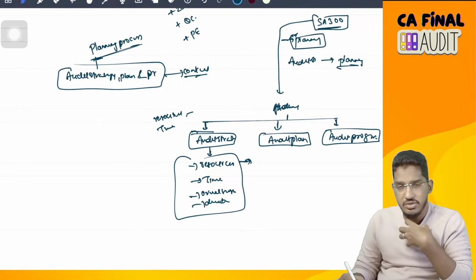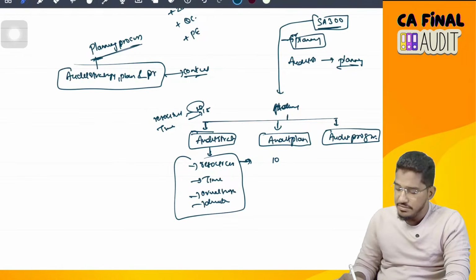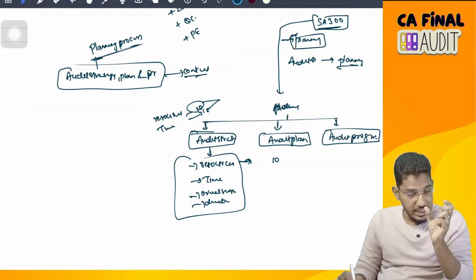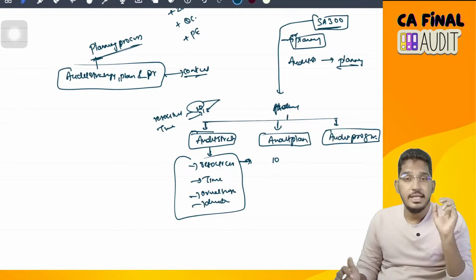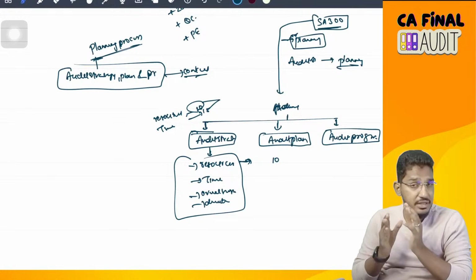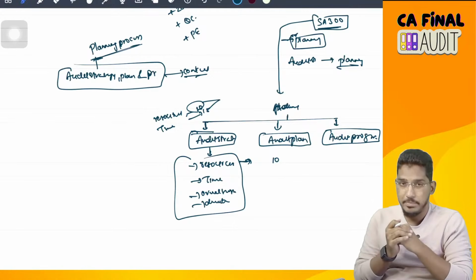Say for example, in my strategy I have decided I want to complete the audit with 10 resources in 15 days of time. Now these are 10 resources. In these 15 days, which person should do which work, which person should handle which area, and each area requires how much amount of time. That allocation of time and resources should happen. The document in which I am going to allocate that time and resources among the different tasks involved in the audit, that document I am going to call the audit plan.